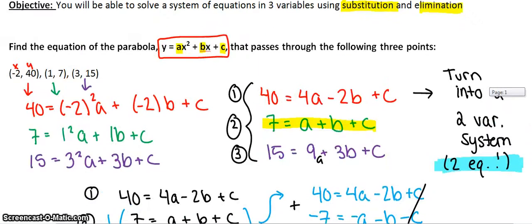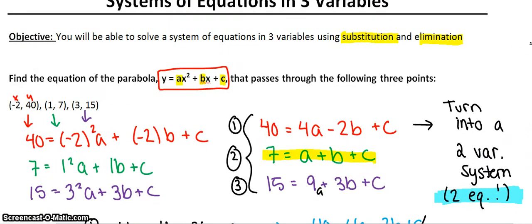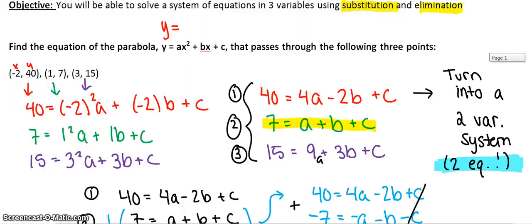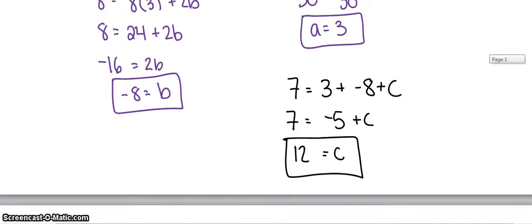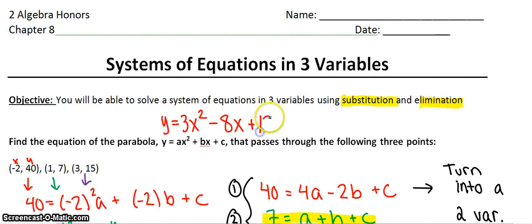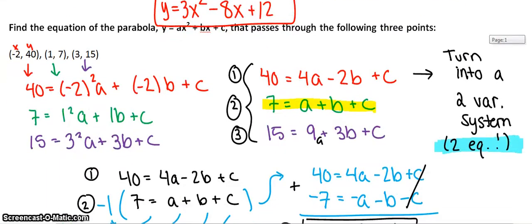Okay, now I have a, b, and c. I need to answer the final question. It said, write the equation of the parabola that passes through the following 3 points. So I found my a, b, and c. Let's answer the final question. I'm just going to write it up here. So we have y equals, my a, again, we said is 3, so it's 3x squared. My b was negative 8, so it's negative 8x. And my c, or my y-intercept, is 12. So I got my 3 variables, and I was able to plug them in to find the equation of the parabola. Okay, so that's how you solve a 3-variable system.